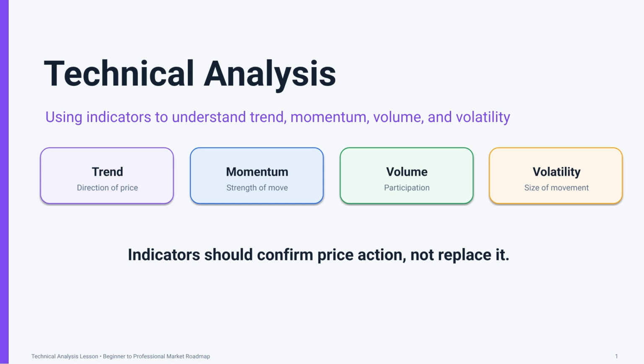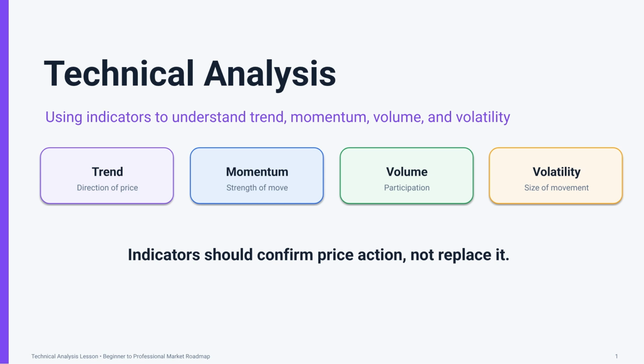Third is volume. Volume shows participation. It tells us how many buyers and sellers are involved. A move with strong volume is usually more important than a move with weak volume. Fourth is volatility. Volatility tells us the size of the movement. Is the market moving calmly or is it moving fast and wide? This helps us manage risk, stop losses, and profit targets.